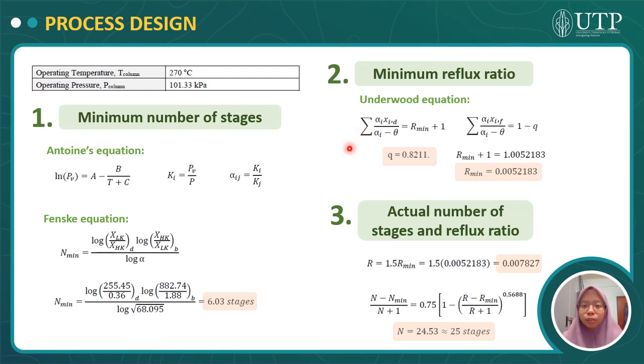Next, the Underwood equation has been used to calculate the minimum reflux ratio. Our q is 0.211 as our feed is only partially vaporized. The R min obtained is 0.0052183. Next, from that, we can calculate the actual number of stages and reflux ratio. We obtain our reflux as 0.007827 when we use a reflux ratio of 1.5, and the total number of stages is 25 stages.